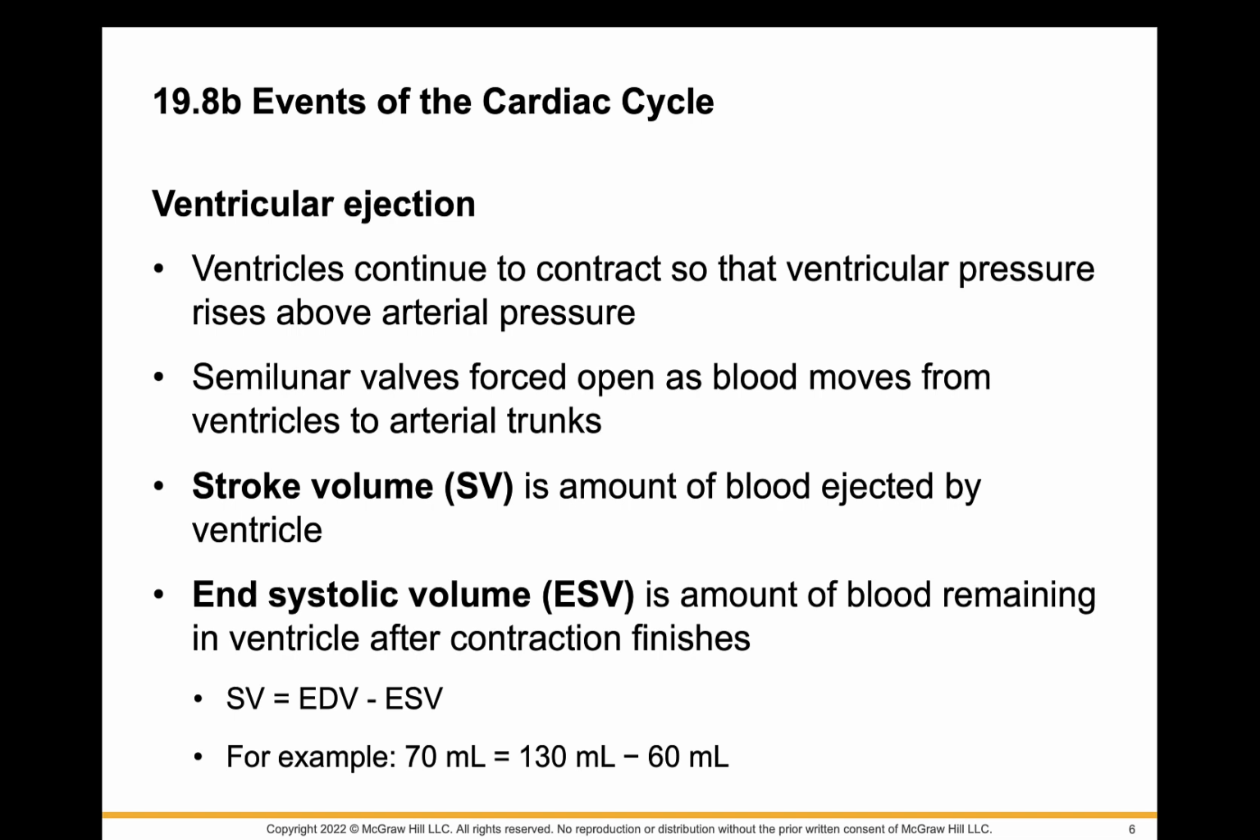For example, a stroke volume of 70 mL is calculated from an end diastolic volume of 130 mL and an end systolic volume of 60 mL, hence giving us that value of 70 mL for stroke volume. So once again, stroke volume is the difference between end diastolic volume, EDV, and end systolic volume, ESV.